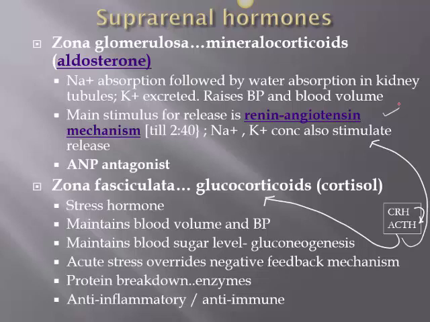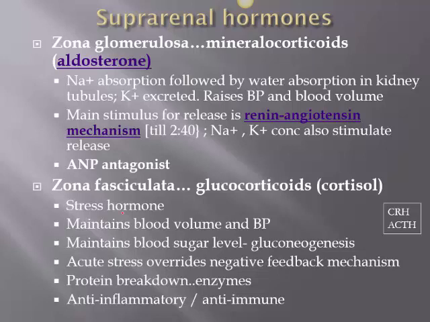Here the main part is the renin-angiotensin mechanism. So let's look at some of the actions of zona fasciculata. These glucocorticoids are produced in times of stress. So this is for long-term stress. This is when this is produced.